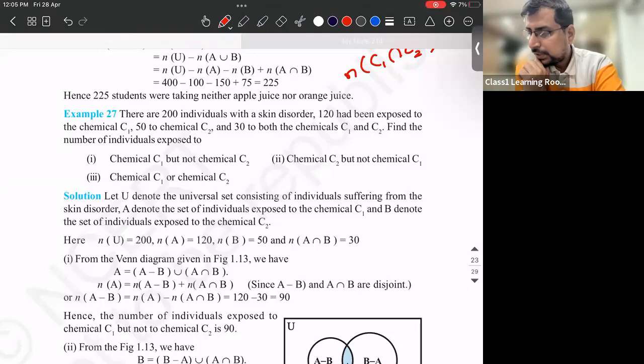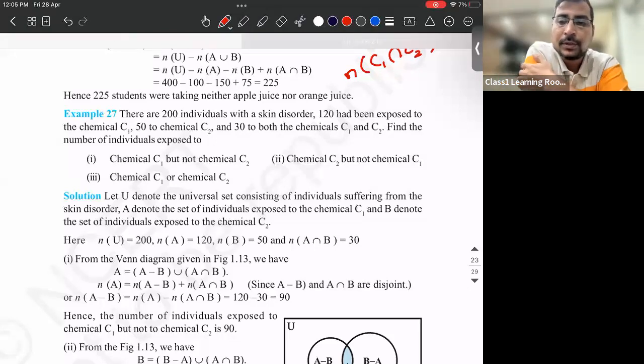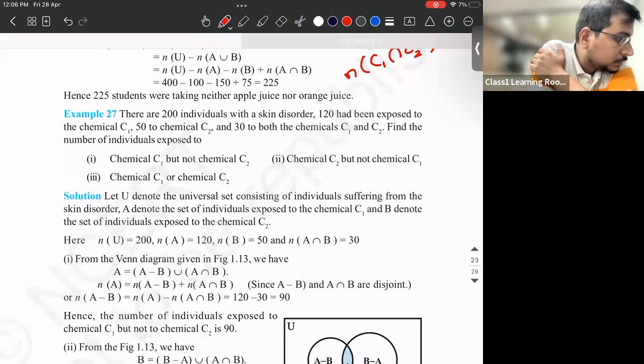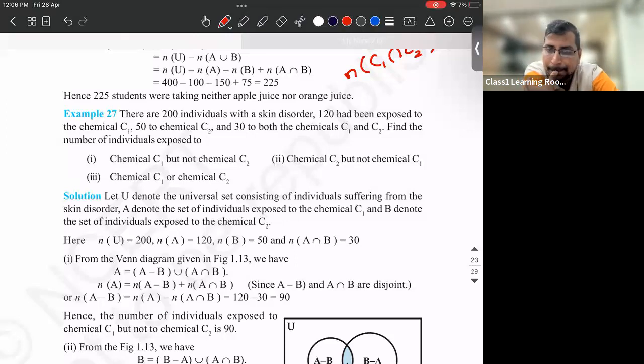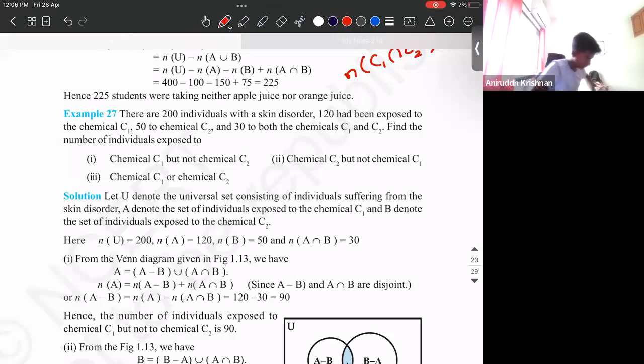So the other way of writing C1 intersection C2 dash is number of elements in A minus B. That is C1 minus C2. I hope you are able to understand the solution. Yes, sir, got it.